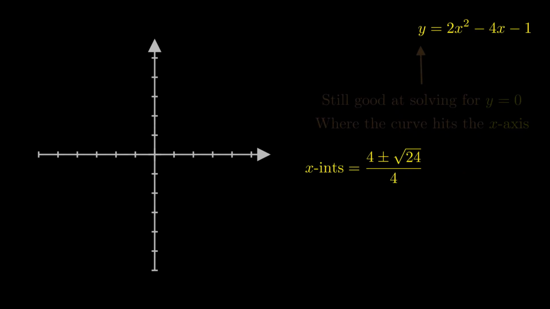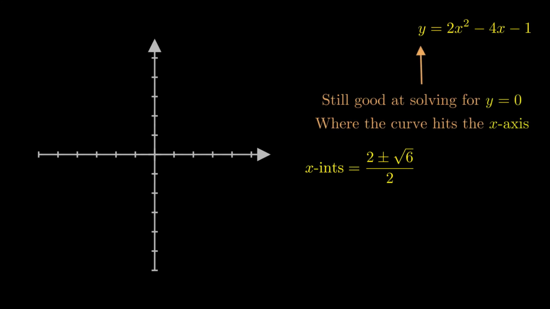The root 24 can now split into root 4 and root 6, okay, but the square root of 4 is of course a regular 2, so we get 2 root 6. And finally we simplify by halving everything. And hopefully that's a familiar process to you from solving equations not too long ago. So those are our two x-intercepts, 2 plus or minus root 6 over 2. And that corresponds to these 2 points here.